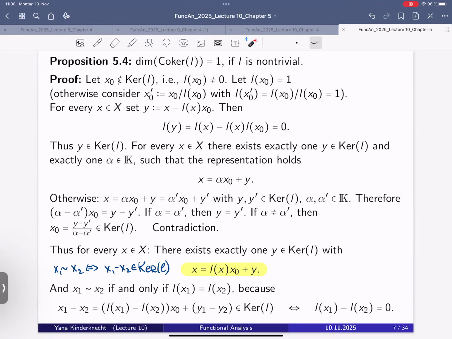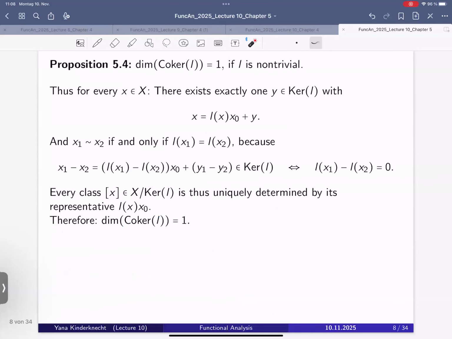Nevertheless, what we should remember is, if we have a linear functional, there is this kernel of L. It's a linear subspace of X. If we factorize X over this subspace, we obtain a one-dimensional space. Factorization means that we create an equivalence. So equivalence is like this, or like this. This is the same.